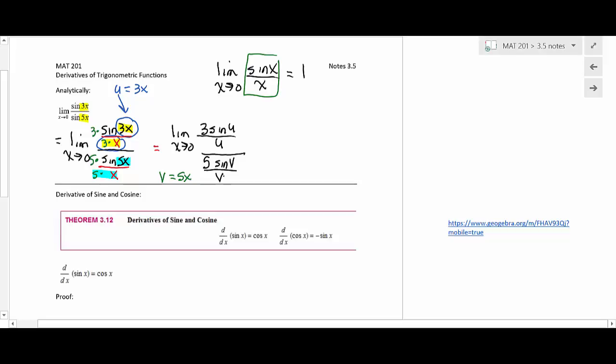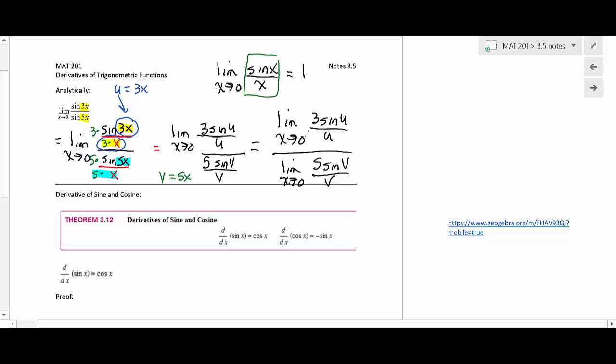Okay? Now, you got to know about limit theorems. The limit theorems are really important for theory. What you're really doing is, we learned that a limit of a quotient is the quotient of the limits. So we would write this as limit x goes to 0 of 3 sine u over u, all over another limit, x goes to 0 of 5 sine v over v, like that. Okay? Now we're getting close.